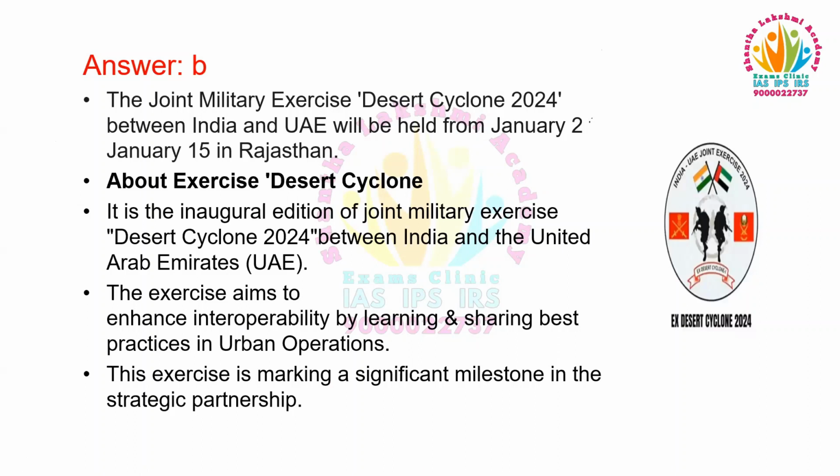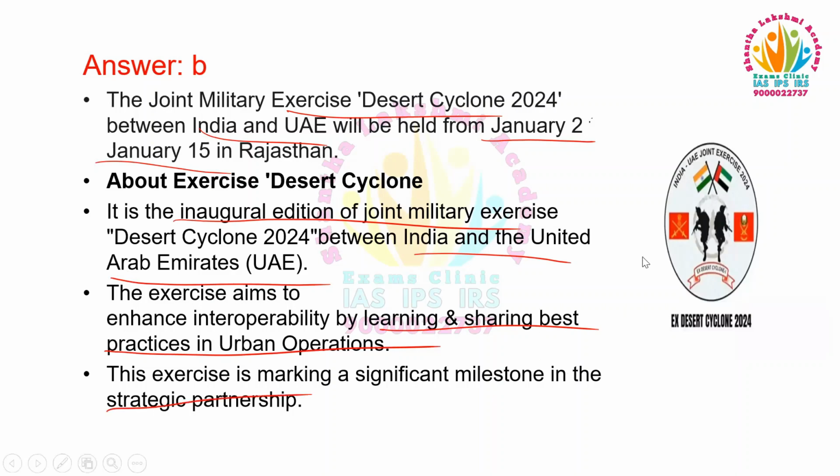The joint military exercise Desert Cyclone 2024 between India and UAE will be held from January 2 to January 15 in Rajasthan. About the exercise Desert Cyclone, it is the inaugural edition of the joint military exercise between India and UAE. The main aim of the exercise is to enhance interoperability by learning and sharing best practices in urban operations. This exercise marks a significant milestone in the strategic partnership.